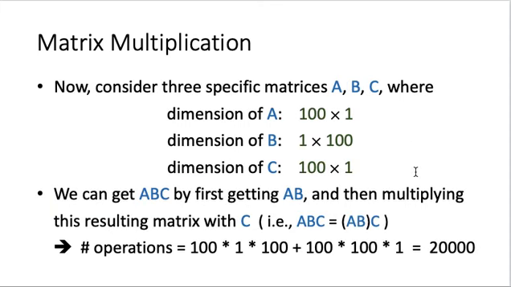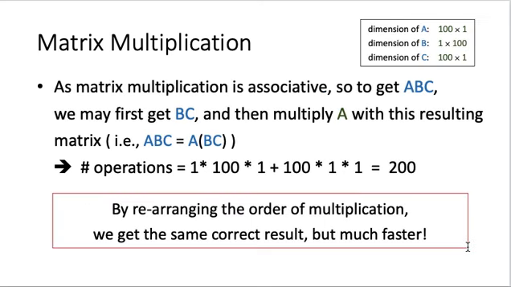Now the previous calculation takes 20,000 operations, while this new way of doing the multiplication only requires 200. And both of them are computing the same thing. So we see that by rearranging the order of multiplication, we get the same correct result, but here it is much faster.